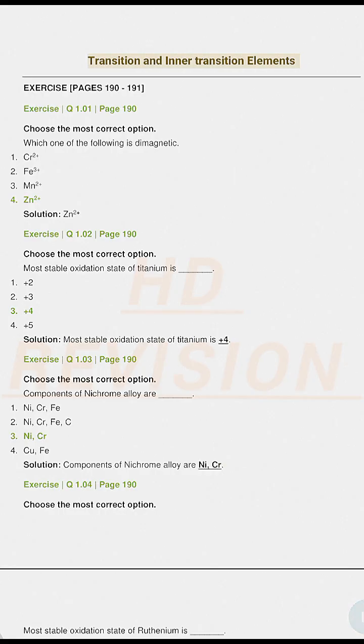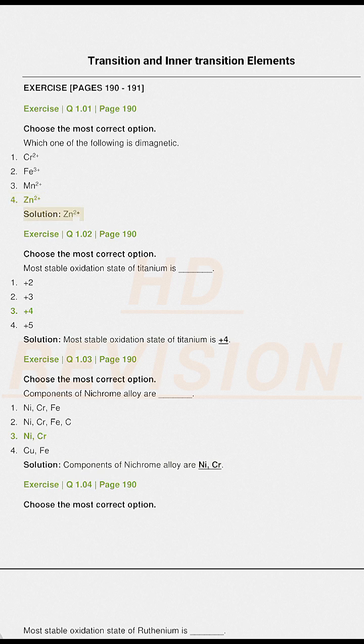Transition and inner transition elements. Exercise pages 190 to 191. Exercise Q 1.01, page 190. Choose the most correct option. Which one of the following is diamagnetic? 1. Cr2+. 2. Fe3+. 3. Mn2+. 4. Zn2+.